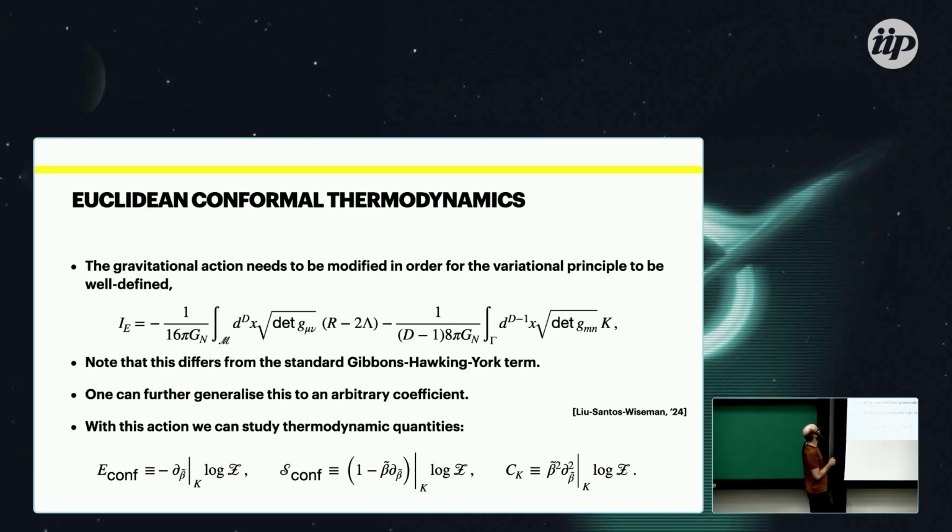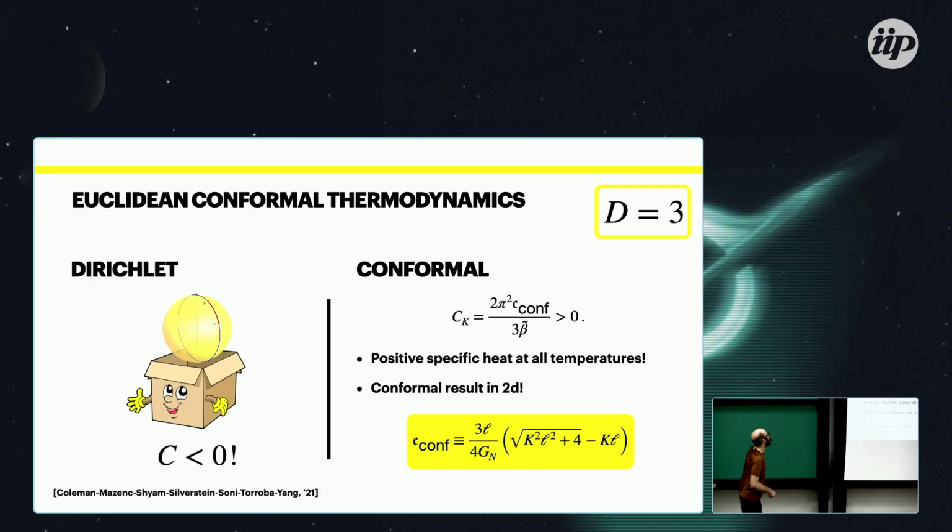Okay, once we have our Euclidean action, we can take saddles of this and compute all the thermodynamic quantities that we want. Now, instead of keeping the area or the volume fixed, we will keep K fixed to take our temperature derivatives, and we can find a conformal energy, a conformal entropy, and a conformal specific heat. All right? Let's do that exercise for de Sitter in the case where we are in 3 bulk space-time dimensions. If you do that with Dirichlet, you will always find a negative specific heat.